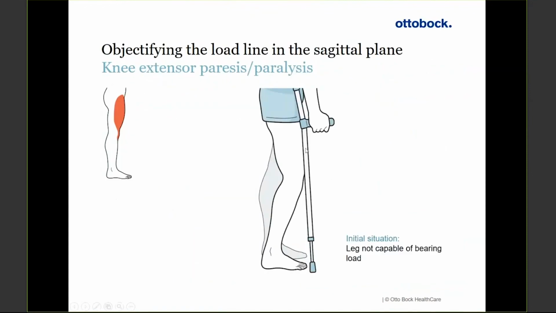So we can even use 3D laser posture when the patient really can't bear much load, and we can see the effect of an assistive device. So go to the next one.